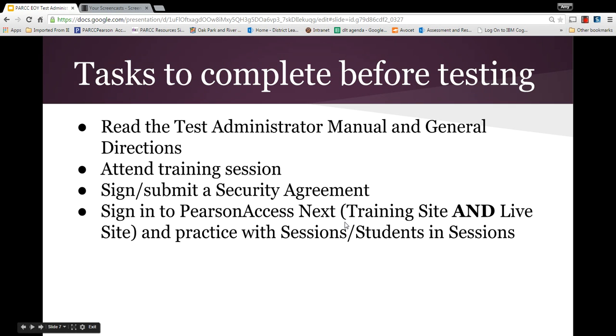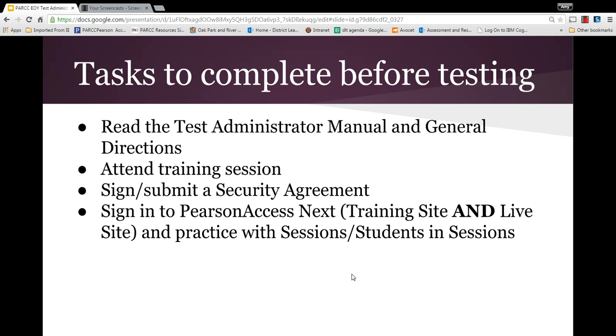So before the day of the test, please read your test administrator manual and your general directions. Read them thoroughly, start to finish. Just the script for the unit that you're going to administer, Unit 2, as well as some of the preliminary things so that you're familiar with the guidelines for testing and so that you know how to start and stop the test session. There will be a security agreement, a piece of paper that you will need to sign and submit back to me that just says that you agree to follow the security protocols.